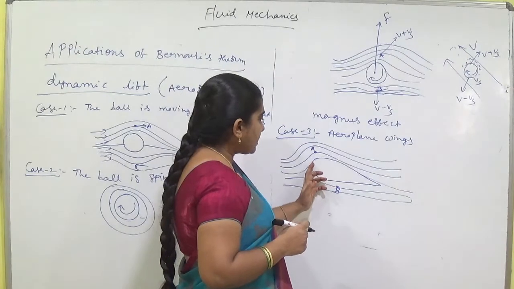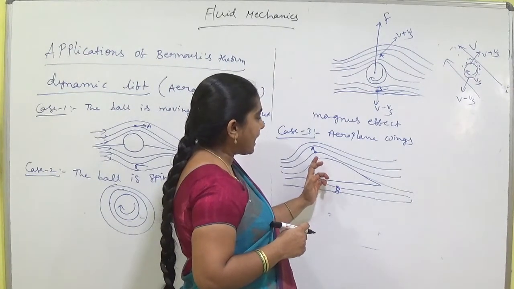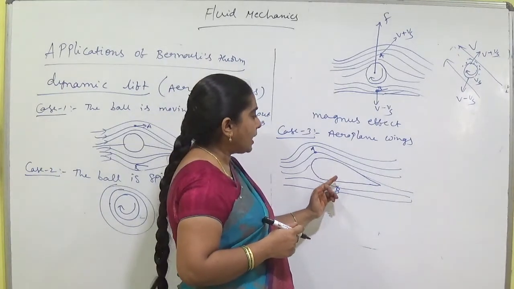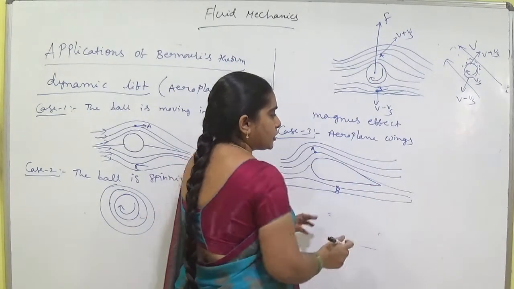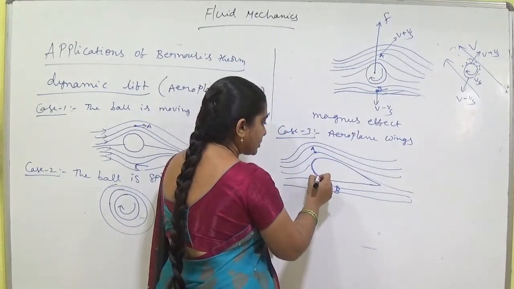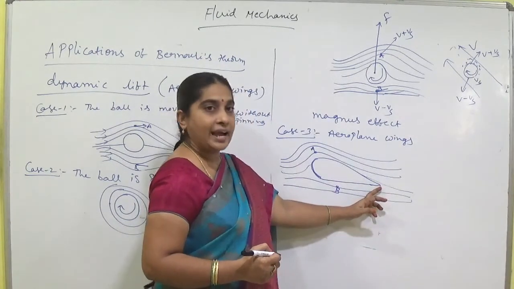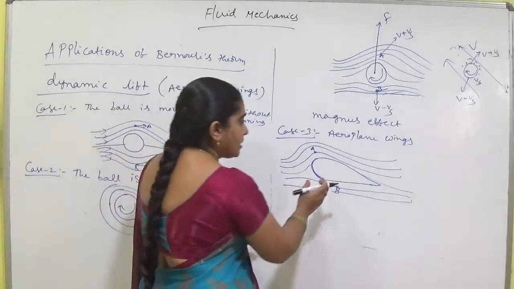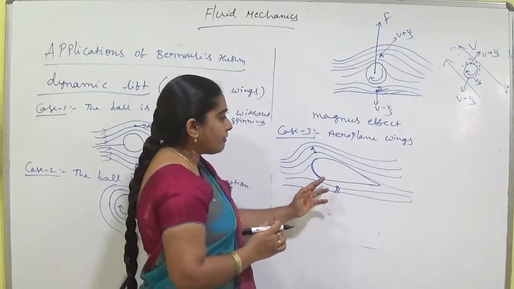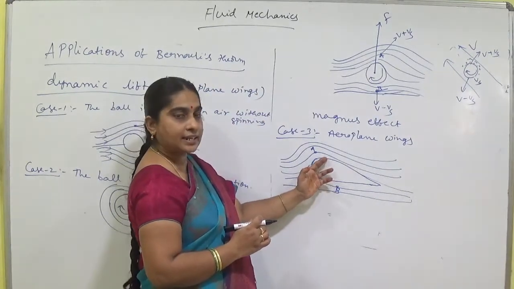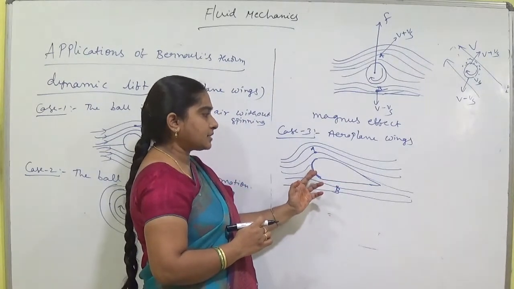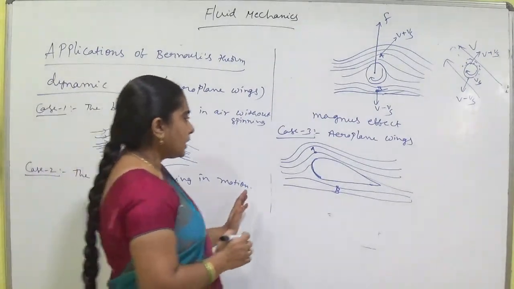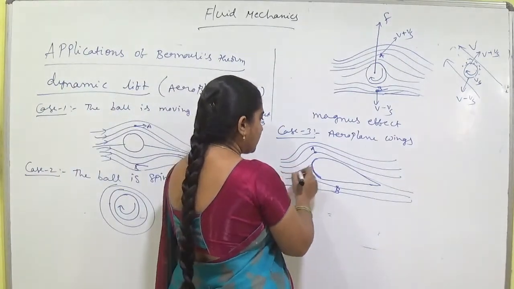The curvature at the upper surface is greater than the lower surface, and the front is shaped round and the back end is flattened. The aeroplane wing is specially designed this way: the curvature at the upper surface is greater than the lower surface, the front end is round and the back end is flattened. So the streamlines are formed.